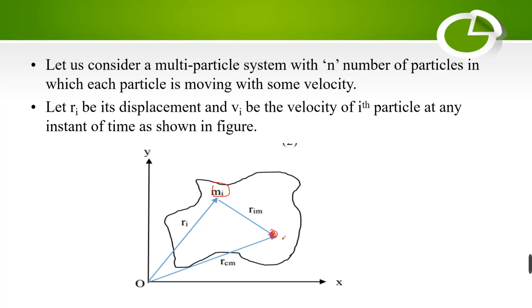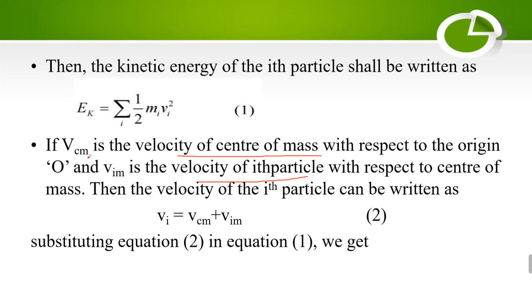So Vim is the velocity of the ith particle with respect to the center of mass. The velocity Vcm we calculated with respect to the origin, but this velocity Vim is calculated with respect to the center of mass and the particle. So this is the difference between Vcm and Vim. So Vi, the velocity of the particle, is the sum of Vcm, the velocity of the center of mass of the system of particles, and Vim, the velocity of the ith particle with respect to the center of mass.